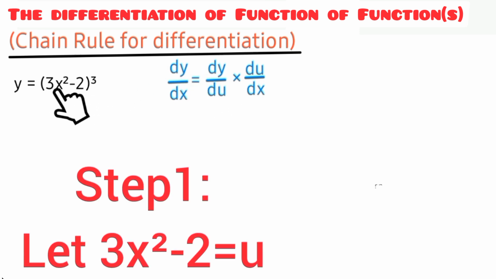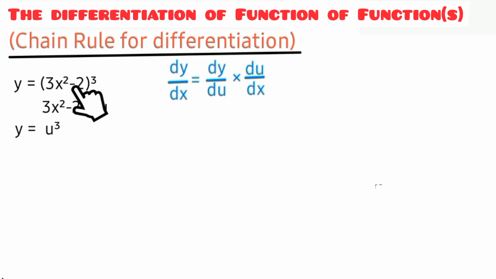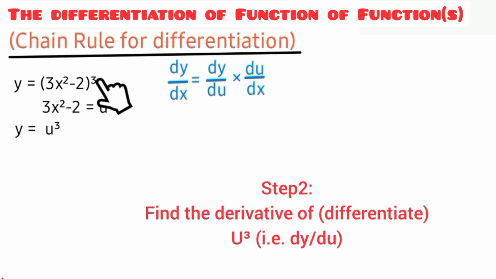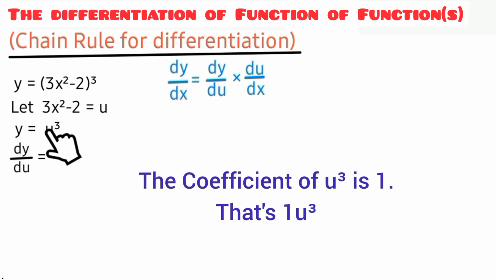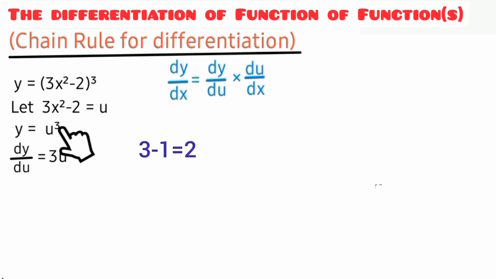Let 3x squared minus 2 equal u. Substituting u for 3x squared minus 2, the function changes to y equals u raised to the power of 3. So dy over du will be 3 times u raised to the power 3 minus 1. Therefore our dy over du is 3u squared.